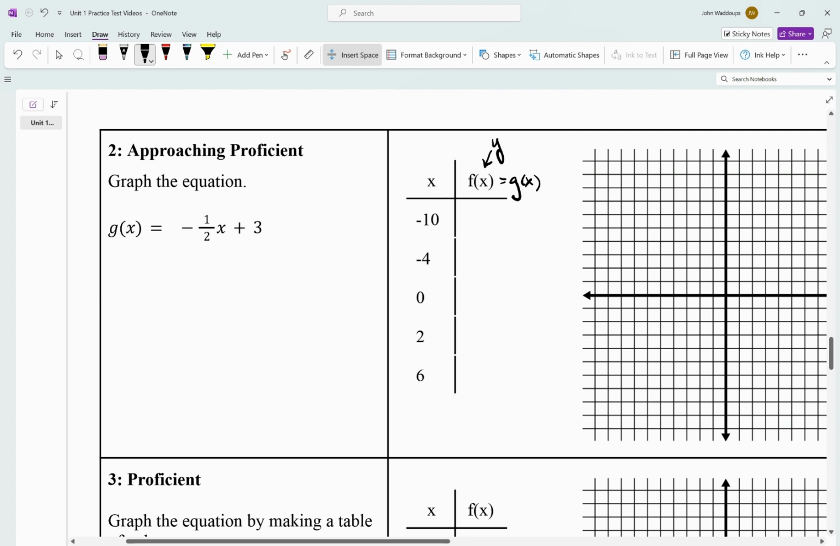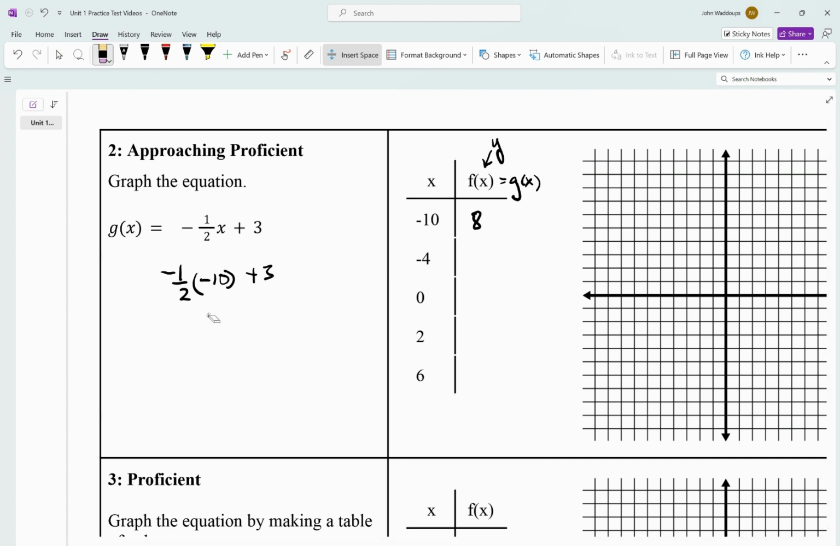And so for x equals negative 10, I'm going to put what is negative 1/2 times negative 10 plus 3. Negative 1/2 times negative 10 is a positive 5, because negative times negative is positive and half of 10 is 5. So they've got 5 plus 3, and that's equal to 8. And so the corresponding value when x is negative 10 is 8.